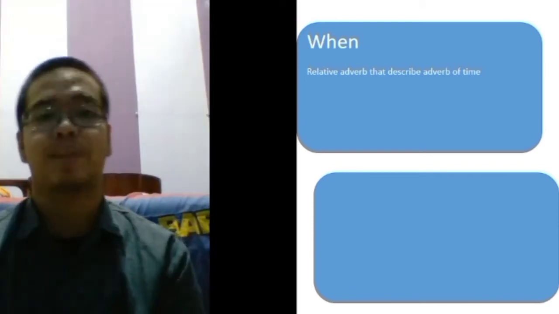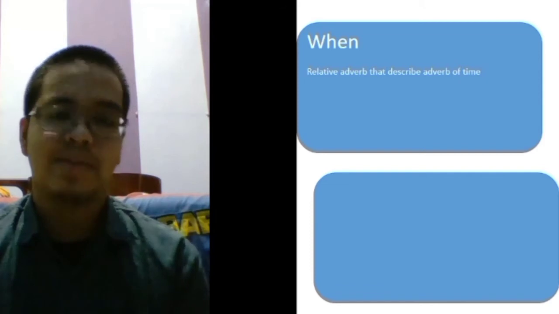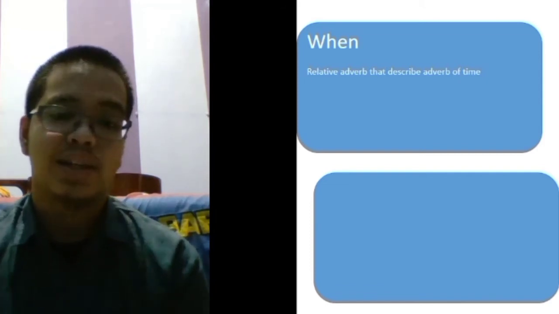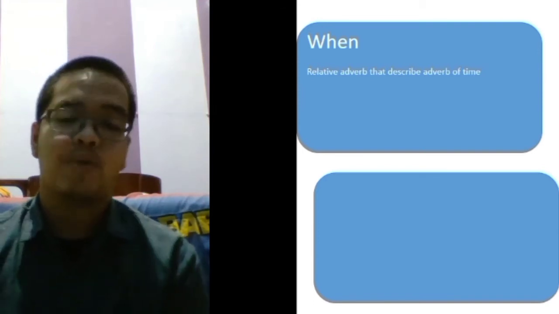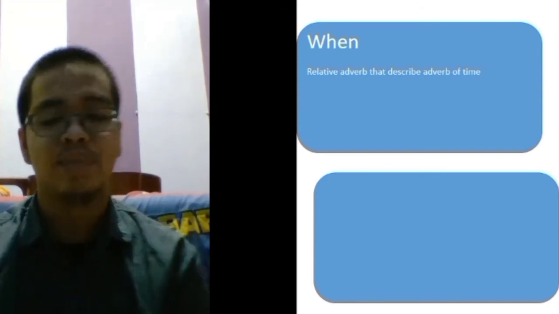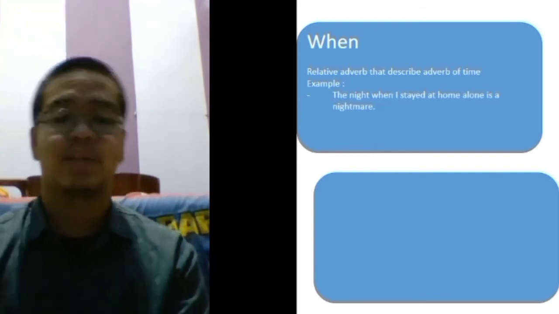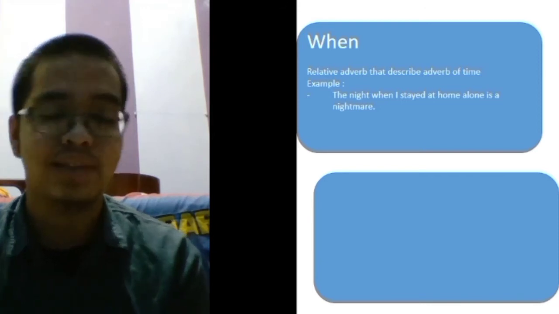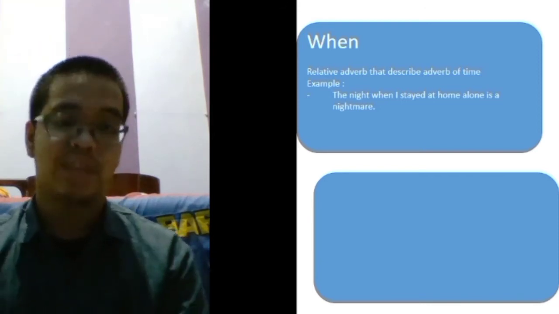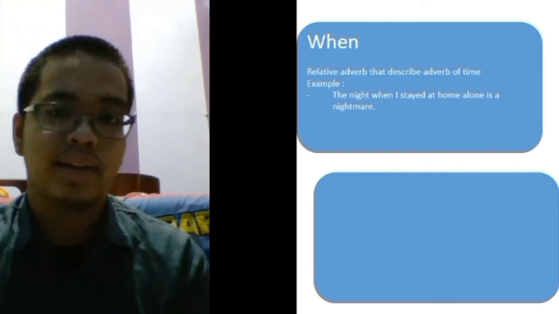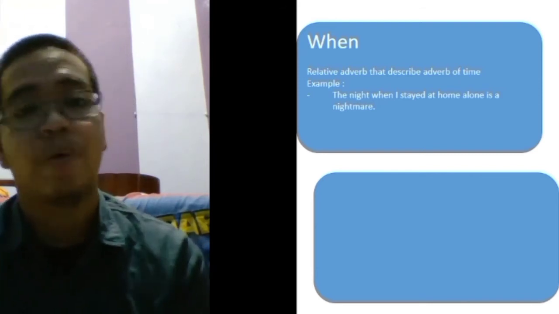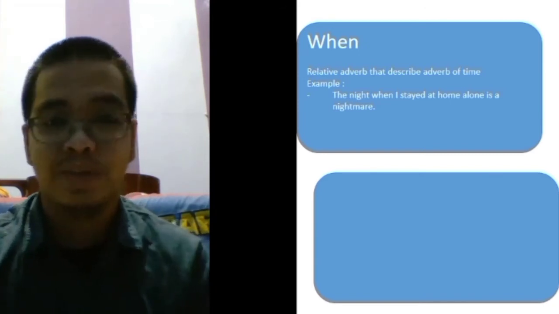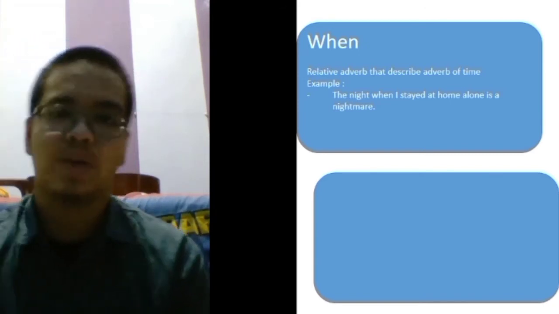The first is when. When is a relative adverb that describes the adverb of time. So the relative adverb is identifying the adverb of time. To make it more clear, I will give you some examples. First is: the night when I stayed at home alone is a nightmare. We know here the adverb of time is the night, and the identifying adjective clause is when I stayed at home alone. So we know that the night in specific is when I stayed at home alone.